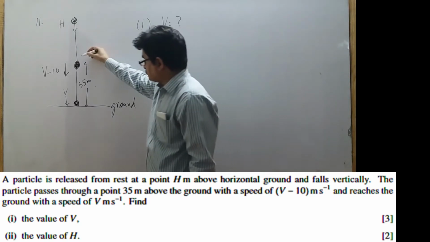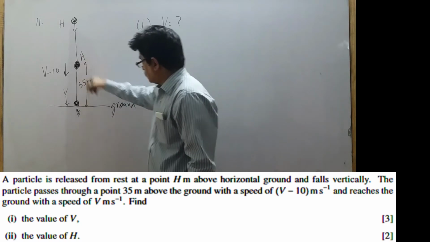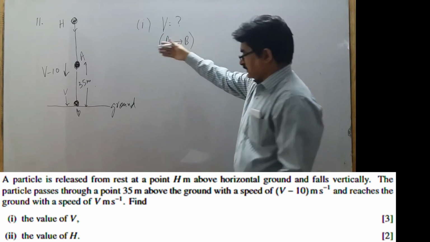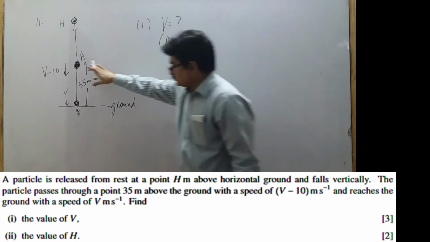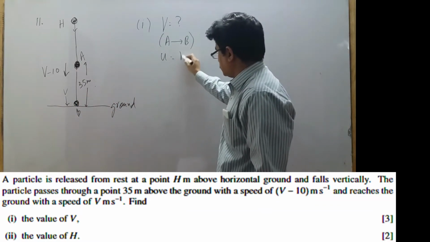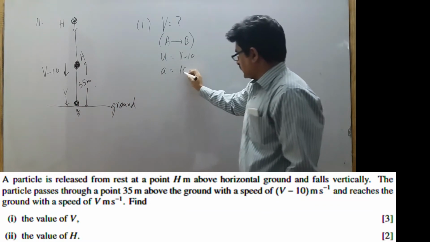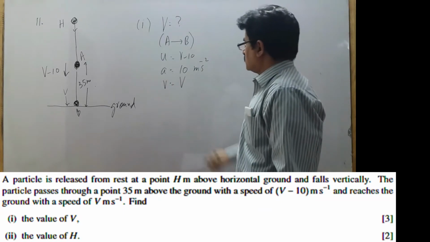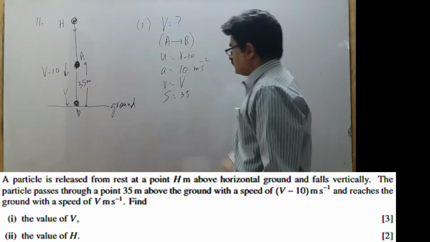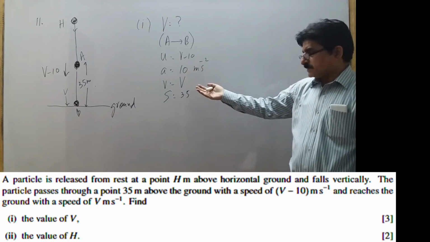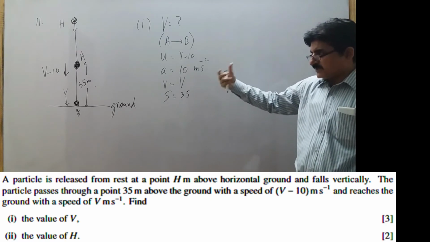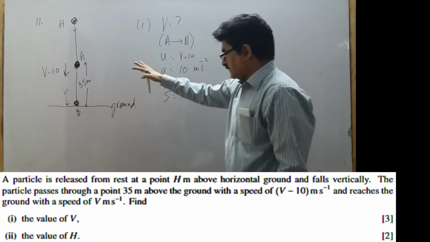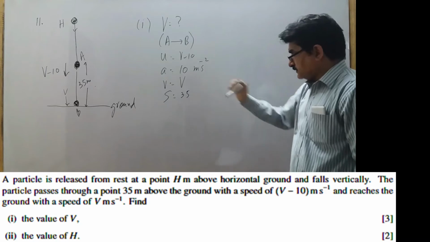Say this point is A, and this point is B. For the motion from A to B, if we consider these two positions, you have initial velocity, it's downward motion, acceleration is 10. We have final velocity, we have distance. Why have I taken these two positions? Because I will make use of the given information in which we were told this distance is 35. I want to make use of it. So this is very important.